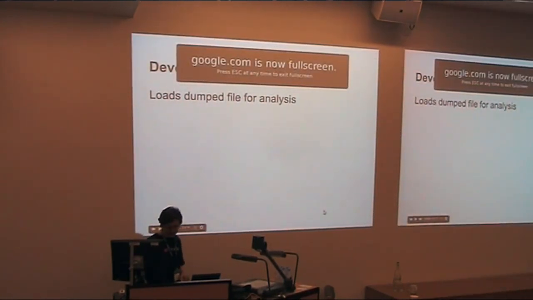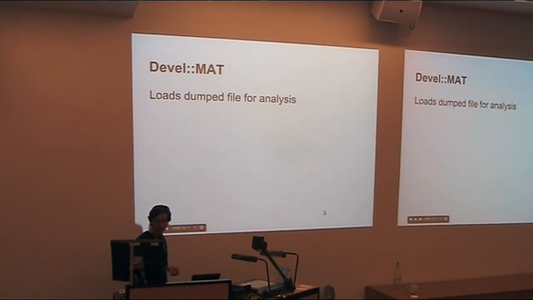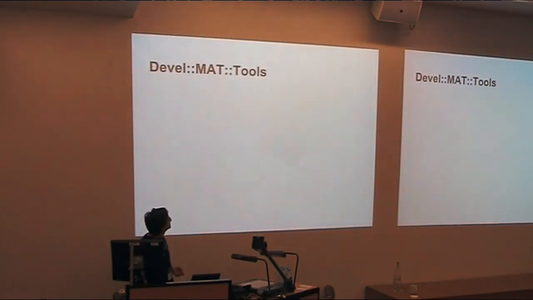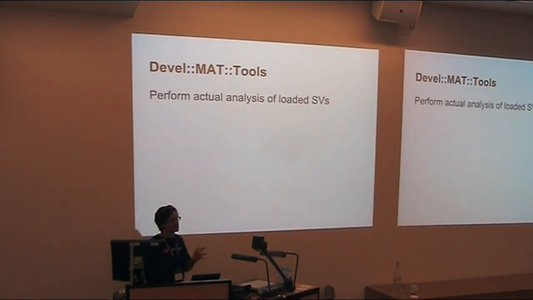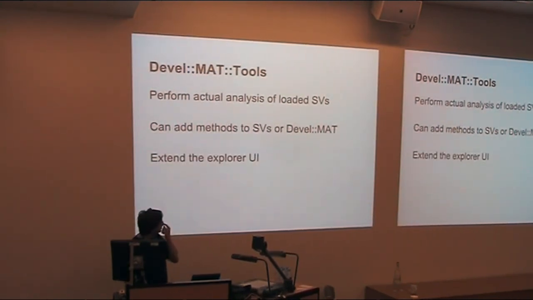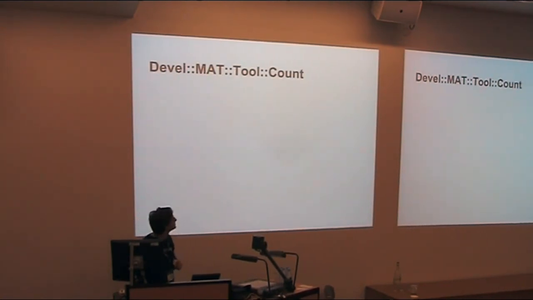Right. So just as a sort of a summary of what we've seen here. We have Devel map that loads the file. It allows the tools to be applied. And we saw there was one tool at the moment called Reachability. The Explorer. So all of the interesting analysis is in the things called the tools, and these are sort of a bit like plugins. So what they can do is they can analyze all of the SV data. They can add methods to the actual internals of the code to sort of add more stuff. And most importantly, they can extend the Explorer, which I showed you. I'll show you more in a moment.